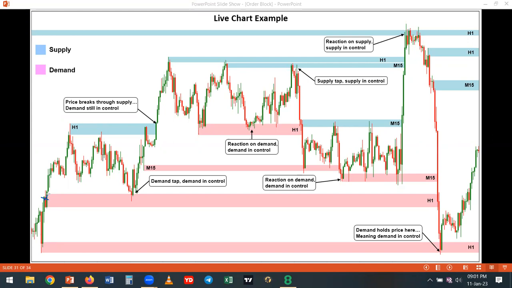Price left this other block, went up. There was a lot of activity around here. Then price returned to this other block here. It gives an entry for a buy. When you buy here, you're targeting your profit here.